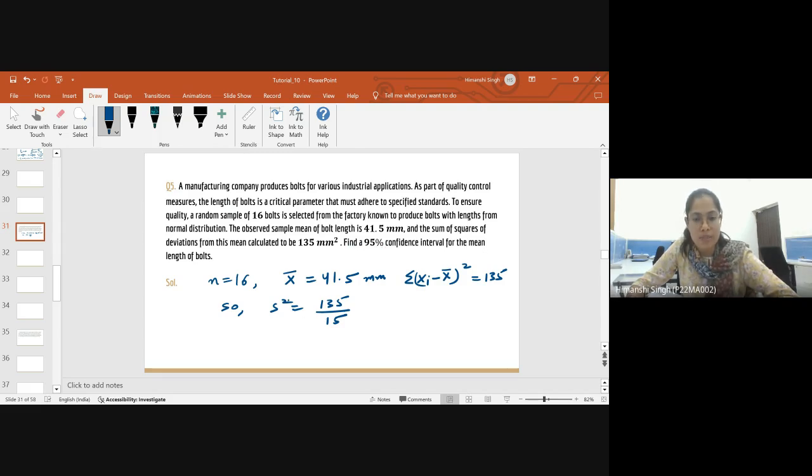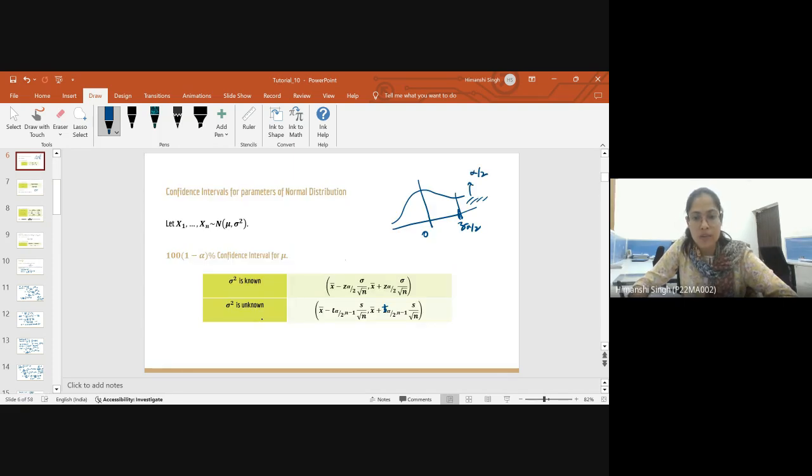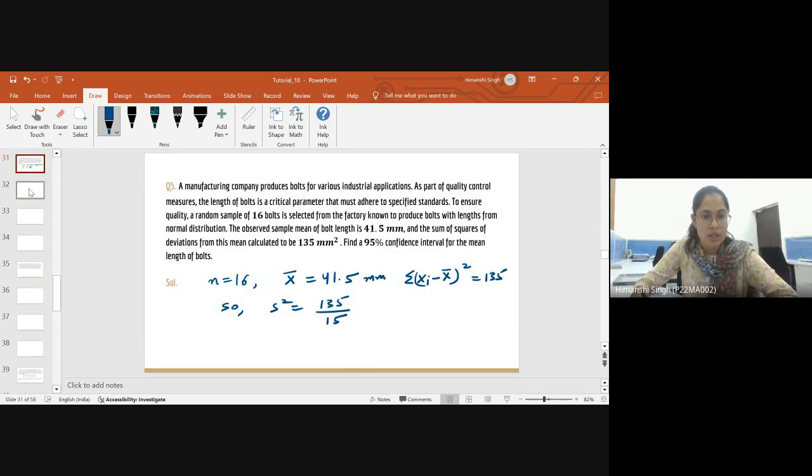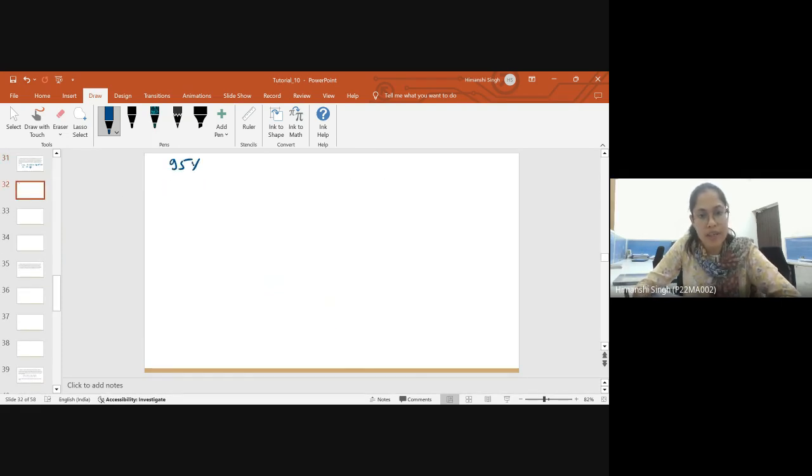Now we do not know the sigma square, and we need to find out the confidence interval for the mean. So what is the formula? We do not know the sigma square, so we will be having this confidence interval. Let me write. 95% confidence interval for mu is x bar minus t alpha by 2 comma n minus 1 s by root n comma x bar plus t alpha by 2 comma n minus 1 s by root n.